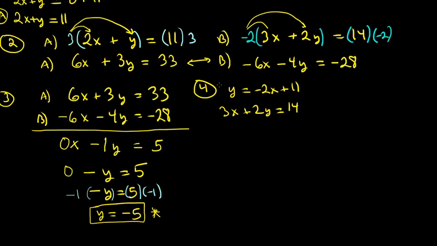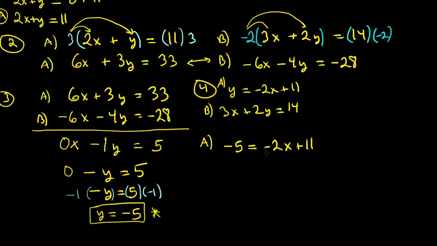So all we have to do is replace y with negative 5. And we can do that either in equation A or B. It doesn't matter. Right? So let's try equation A. If y is negative 5, then negative 5 equals negative 2x plus 11. Right? So this is a single equation in only one variable. Surely you know how to solve equations like this. At least I hope you do, right?